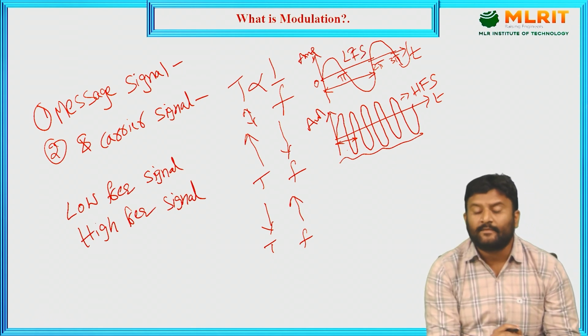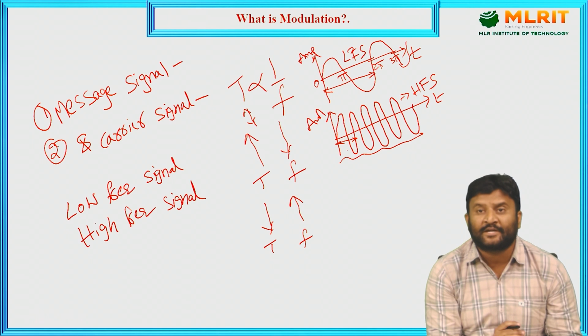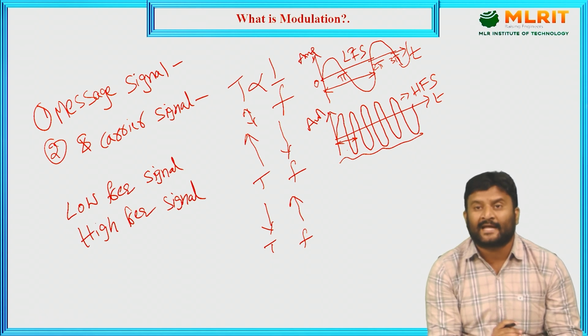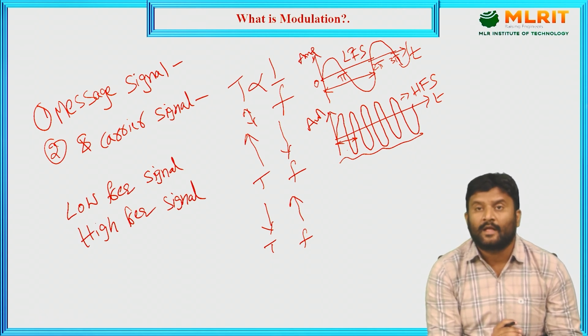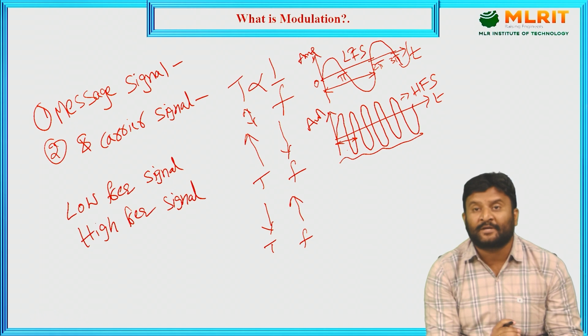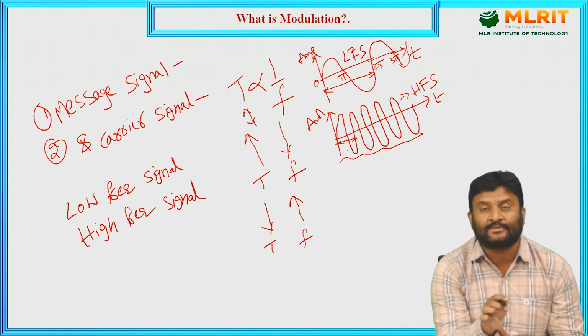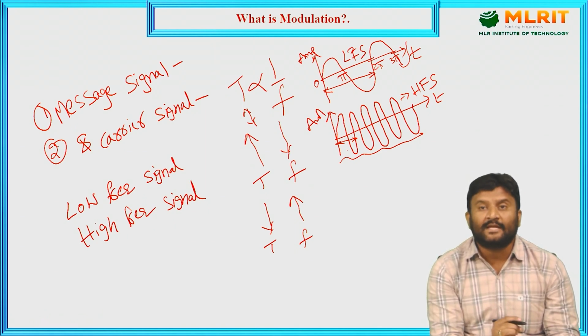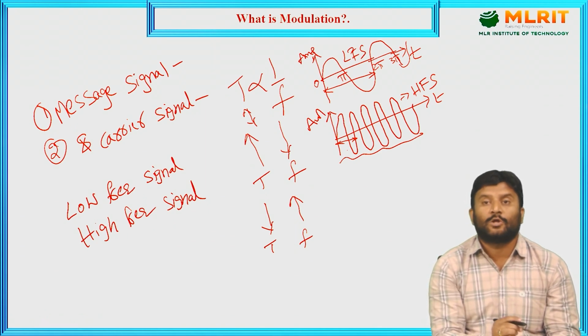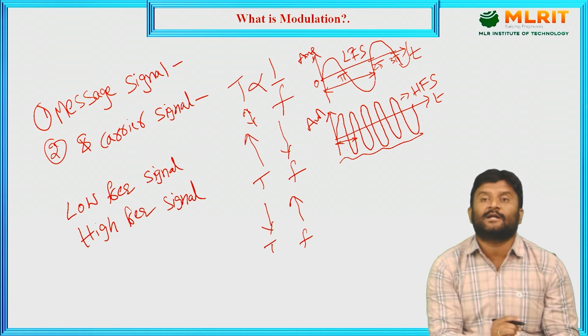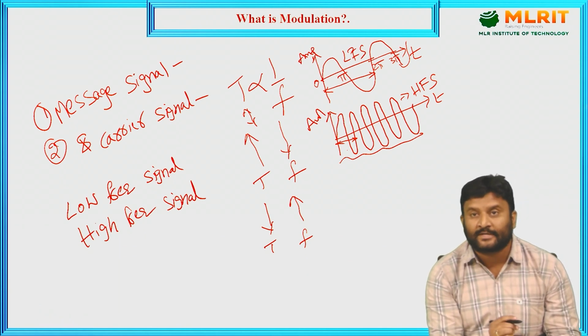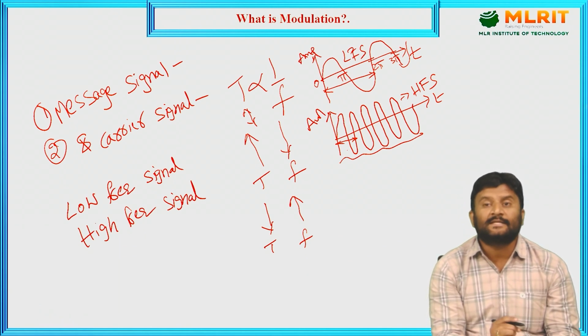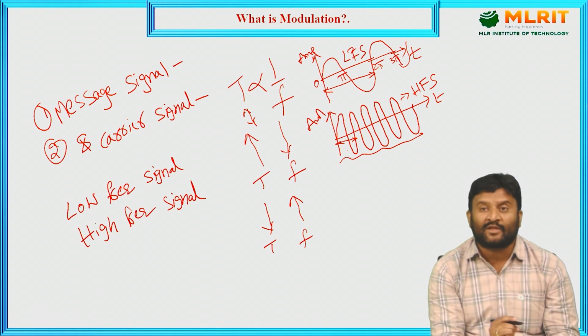Graphically, observe that the high frequency signal representation is also called the carrier signal, and the low frequency signal representation is also called the message signal. Graphically, the difference between the message signal and the carrier signal should be like this. The message signal is also called the low frequency signal, and also the information signal. The carrier signal is also called the high frequency signal.